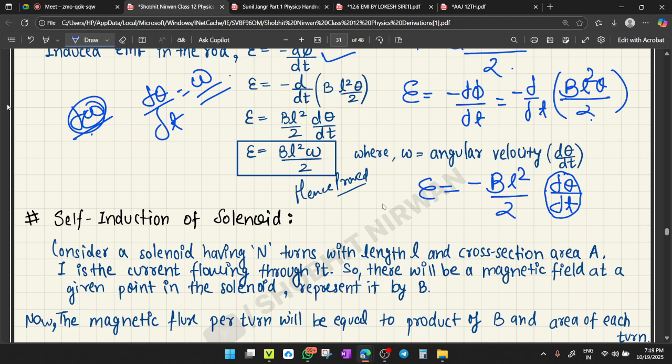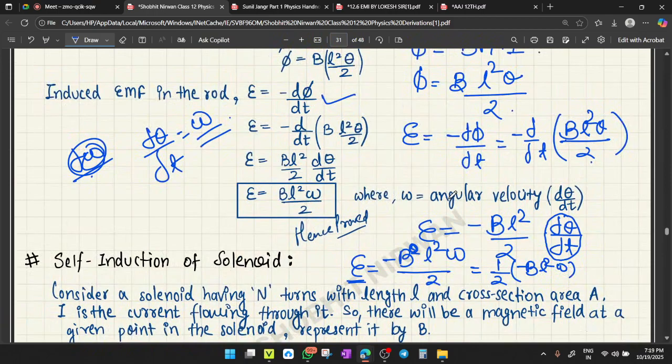So the electromotive force equals minus B L square omega by 2, because d theta by dt equals omega. That is equal to one upon 2 times minus B L square omega. The minus sign represents the opposition of the change of flux by the electromotive force. Clear? Yes. So the magnitude is B L square omega by 2.